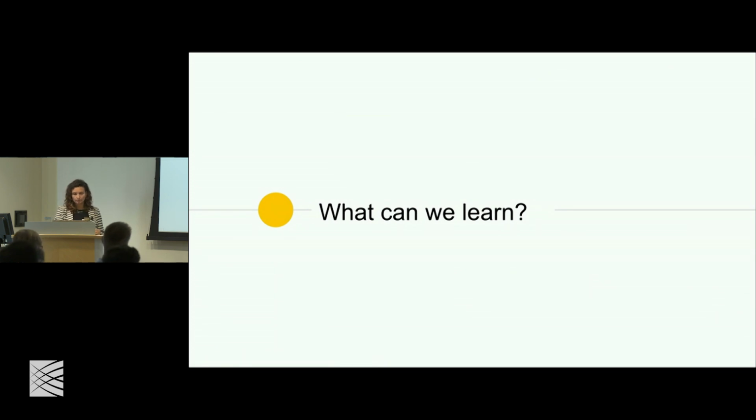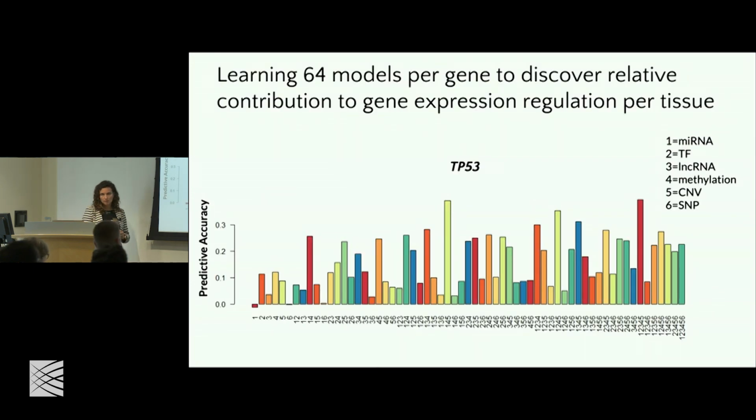So what can we learn? We built 64 models per gene, where we look at all combinations of all the regulators. So starting with a single regulator and looking at all the combinations. What this allows us to see is not just the marginal effect of each of the regulators, but also the contribution to the joint and how the regulators interact.